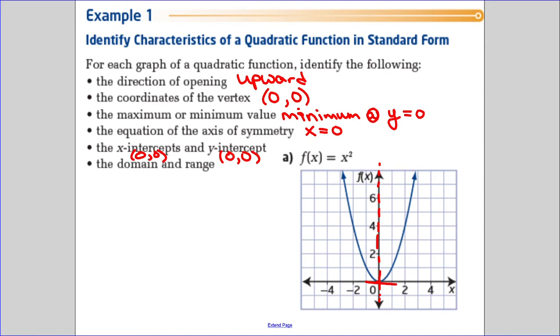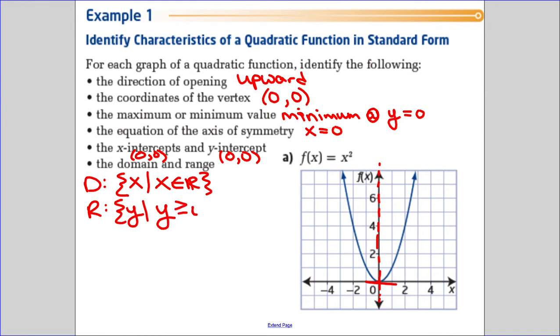Now, domain and range have a set format that we use. Our domain starts with the curly brace, and we define the variable that we're talking about. In this case, x can be any value, so it's just x is an element of R, saying that x can be in the set of all real numbers. Now, y has some restrictions. Y has to be greater than or equal to 0, such that y is also in the set of real numbers.